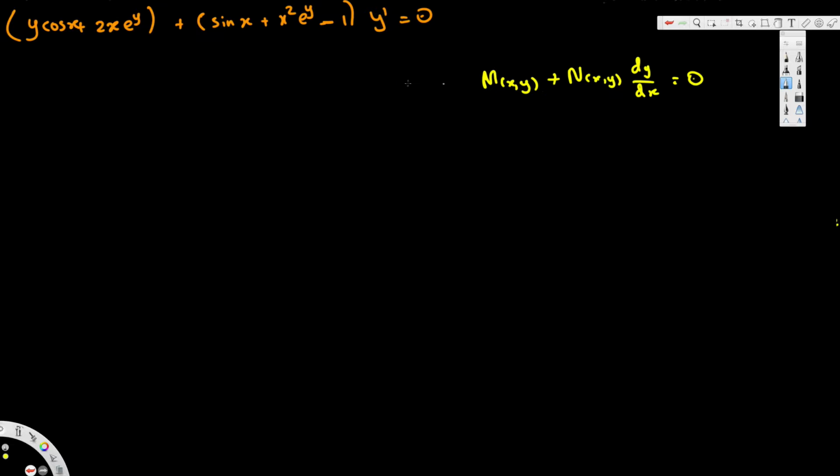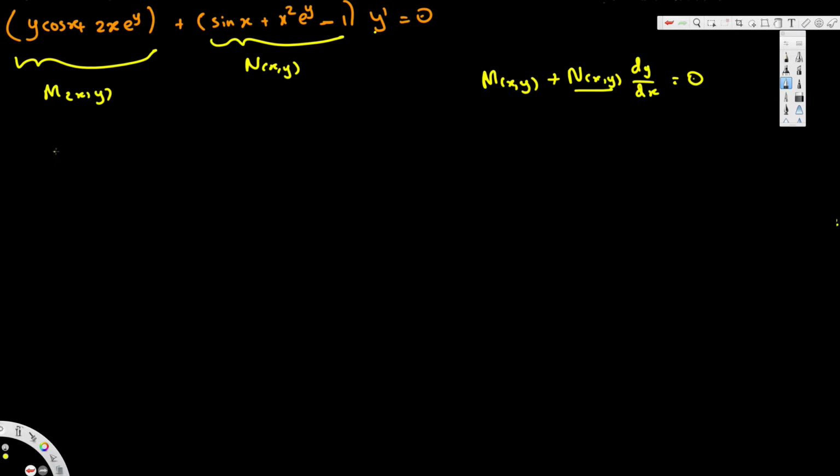Now you can look at this one and compare it with this pattern and find out what M(x, y) and N(x, y) are. Here y prime is equivalent to dy/dx. So whatever value is multiplying it, that's our N(x, y). This is our N(x, y), and this is our M(x, y).